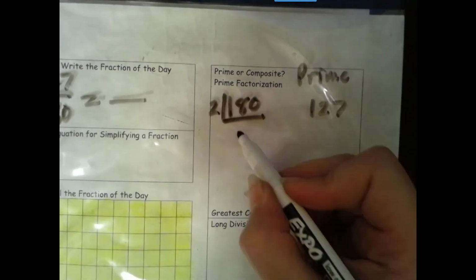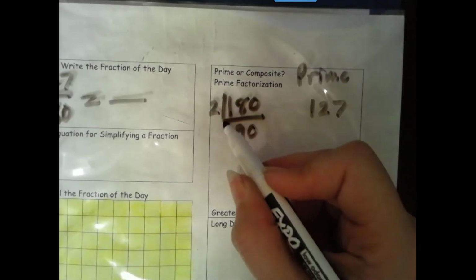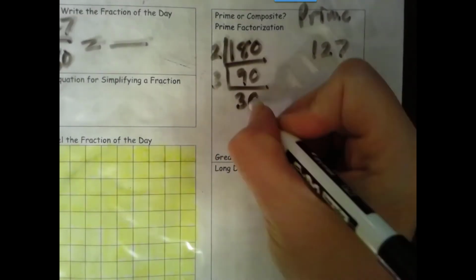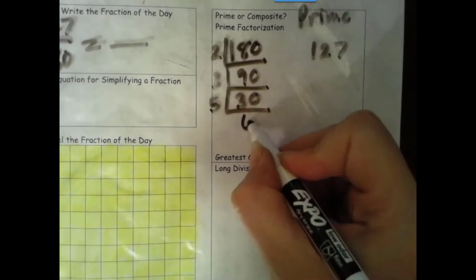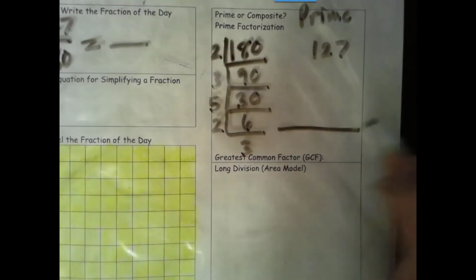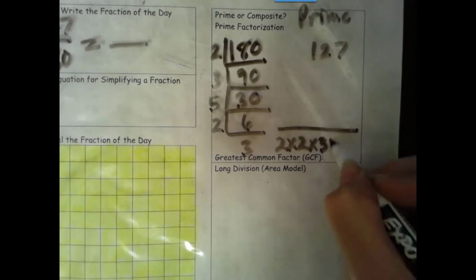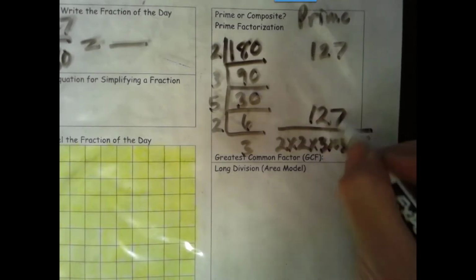It's even, so I can find half of it. Half of 18 tenths is 9 tenths. I can divide by 3. I can get 30 groups of 3 out of 90. I can divide by 5. I get 6. Half of 6 is 3. So if I do my prime factorization, 2 times 2 times 3 times 3 times 5, and then 127.